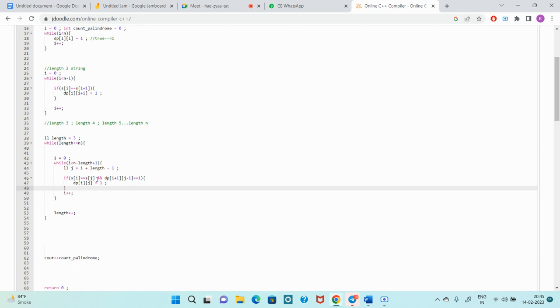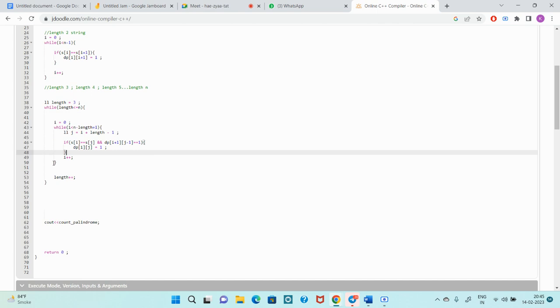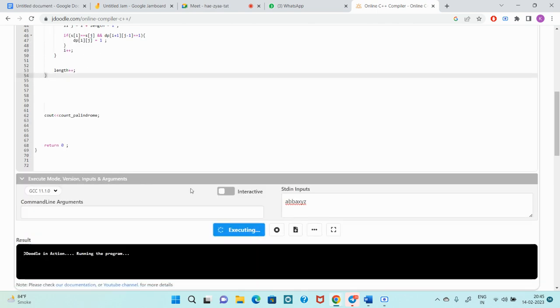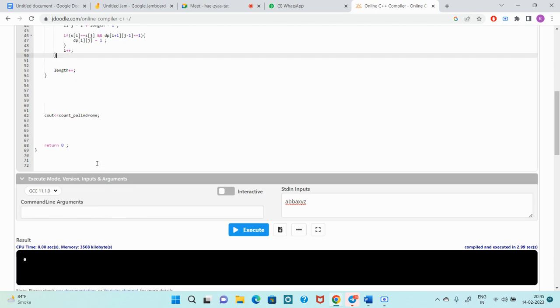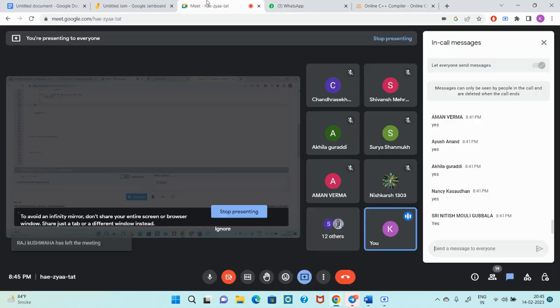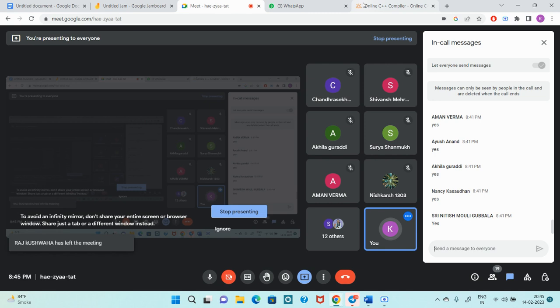Guys, please write in the chat if you think the code is correct. Okay, if there is some error, let me know, because I have not done hardcore coding for so many days. i equal to 0, j equal to i plus length minus 1, s of i equal to, this is fine, this looks fine, this looks fine. Yeah. So guys, is this much fine? Guys, please reply in the chat.